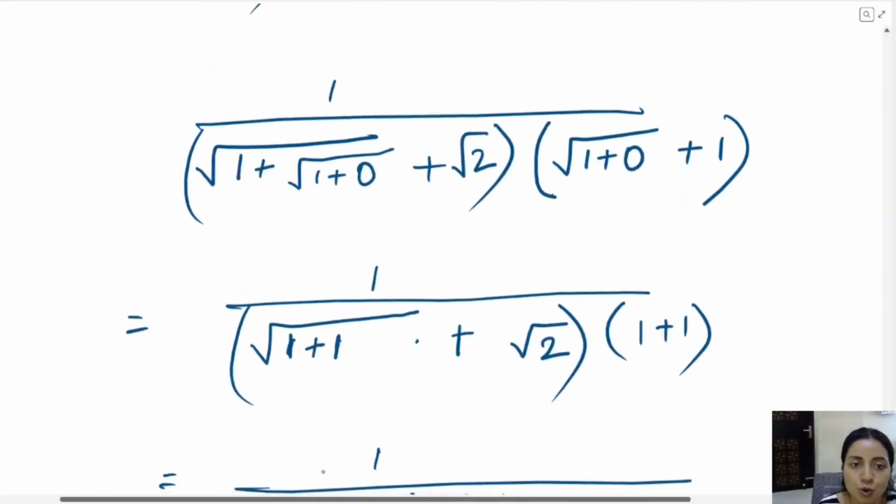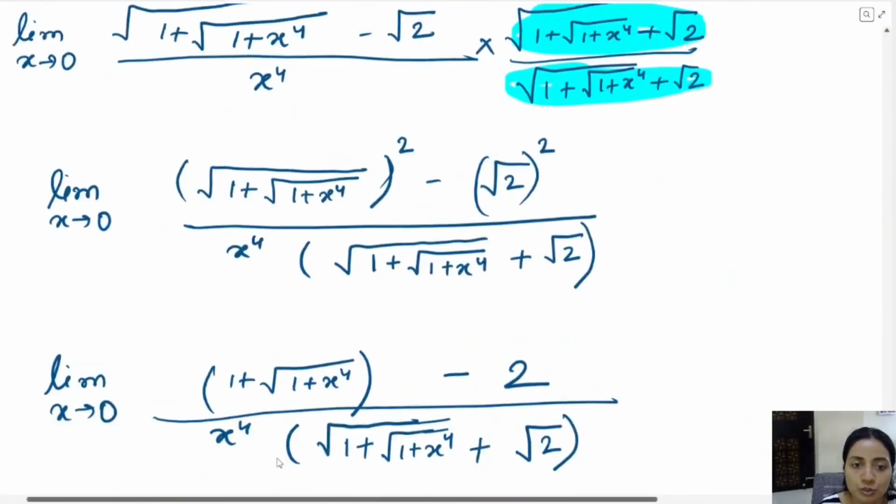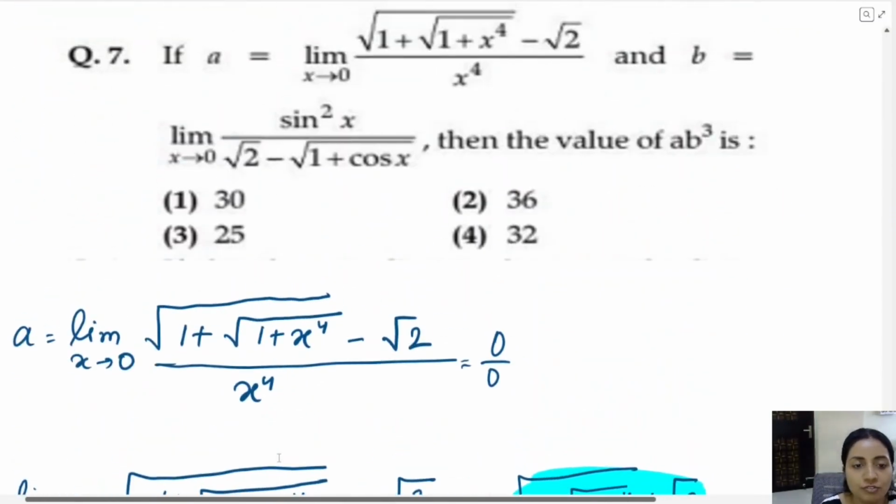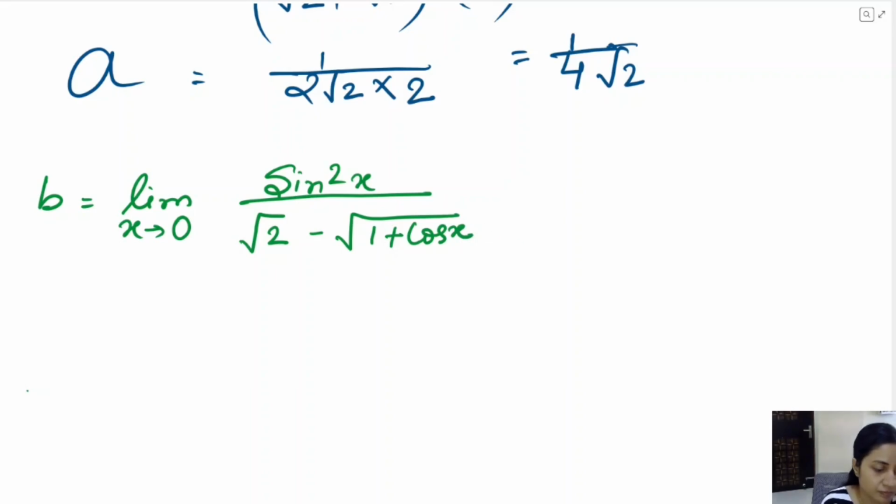Now we have to solve b. Another limit is also provided which we need to solve first. So b is given as a limit x tends to 0 sin square x by root 2 minus root 1 plus cos x. Let's solve it. So yeah, this is our b.